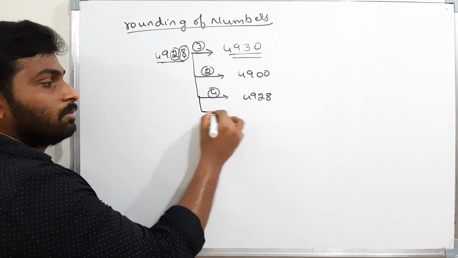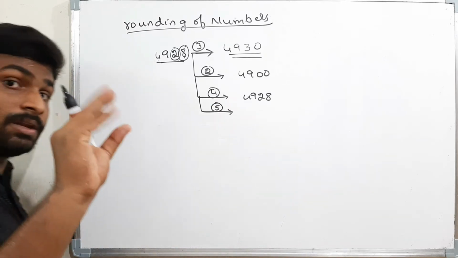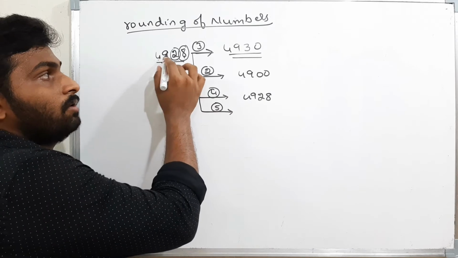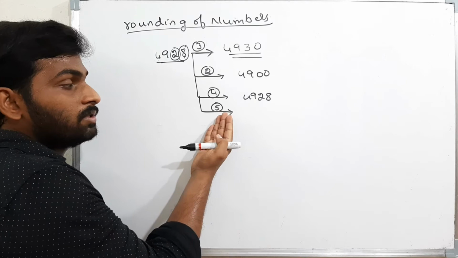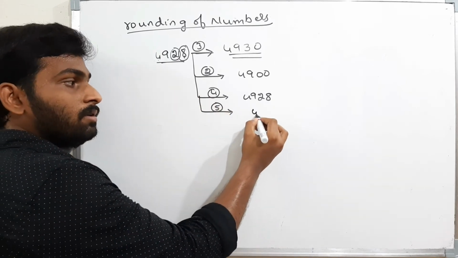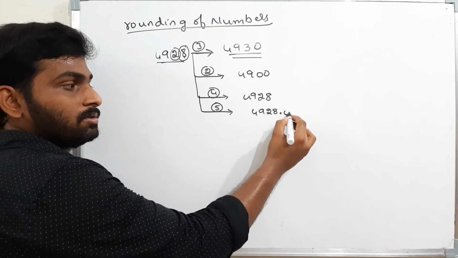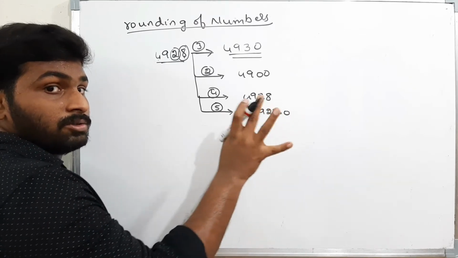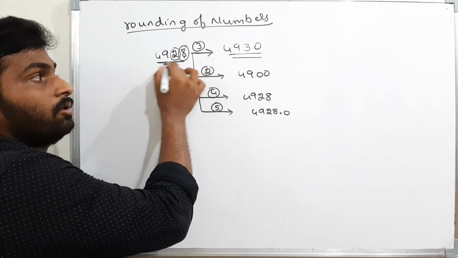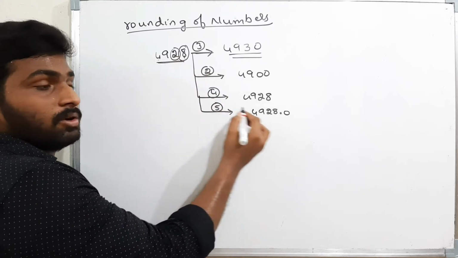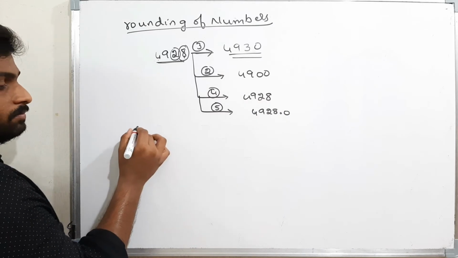Now they told to round off this number to 5 significant figures. That means 1, 2, 3, 4. The question itself is having 4 significant figures. Then how can I round off this one to 5 significant figures? That is by adding a decimal. That is 4928, 4 significant figures, dot 0. The value is not changing, but the number is having 5 significant figures. Therefore, I am rounding off 4928 to 5 significant figures. I got 4928.0. Now we will see one more example.